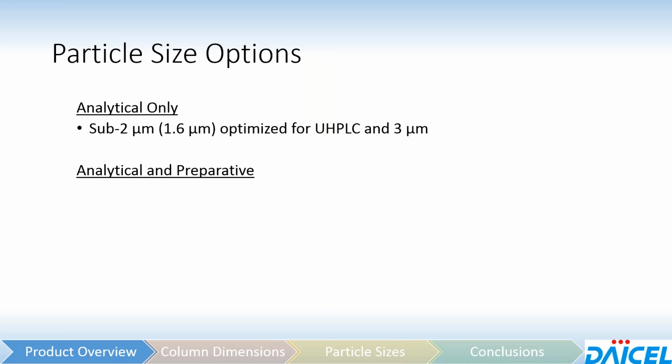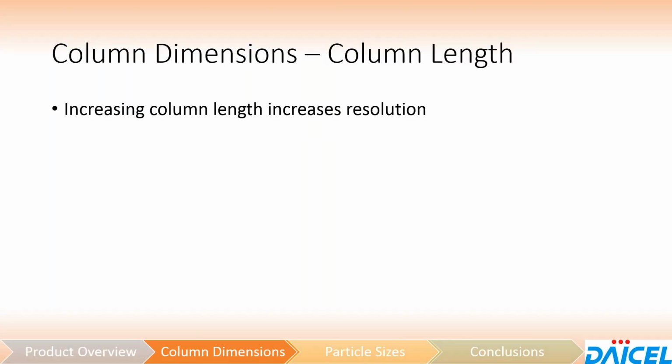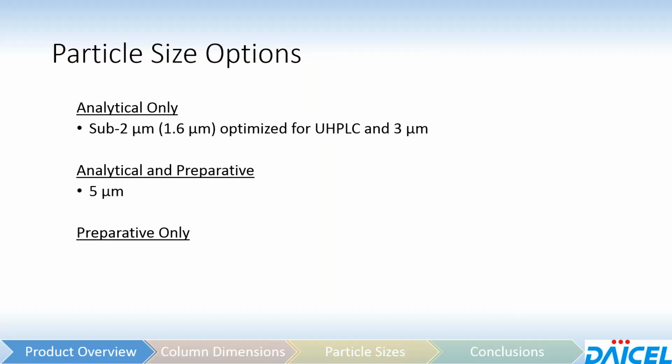For analytical and preparative scale, I have 5 micron in here. 5 micron is very interesting in that it straddles the line between both analytical and preparative scale. Oftentimes, if a user knows that they're going to be scaling up to a preparative separation, they will perform their analytical work on a 5 micron column because there's no unexpected changes in terms of the resolution of the chromatography when you go to preparative scale.